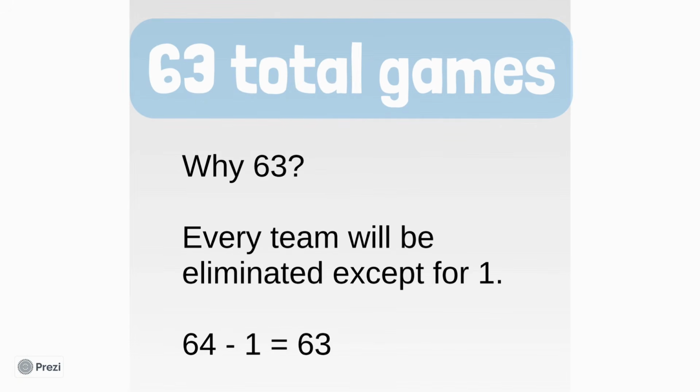There are 63 total games in the NCAA tournament every year. Why only 63 games? If we know that there are 64 teams in the tournament, and all but one of them, the champion, will be eliminated, we can take the starting number of teams, 64, and subtract the champion, 1, and thereby get the total number of games without counting each game individually.